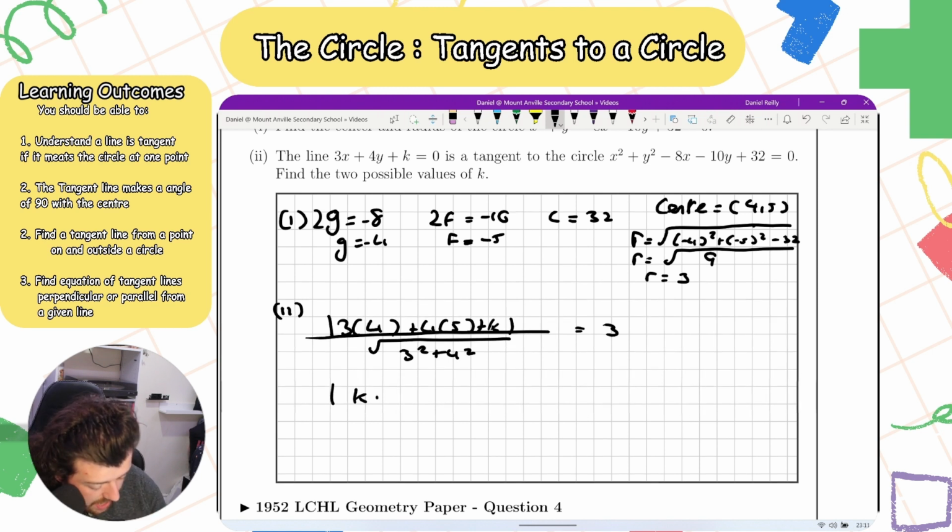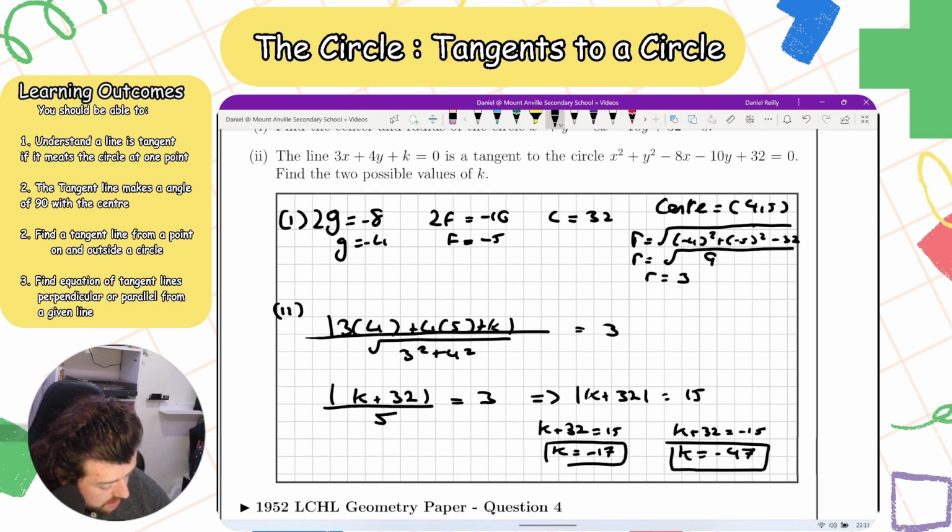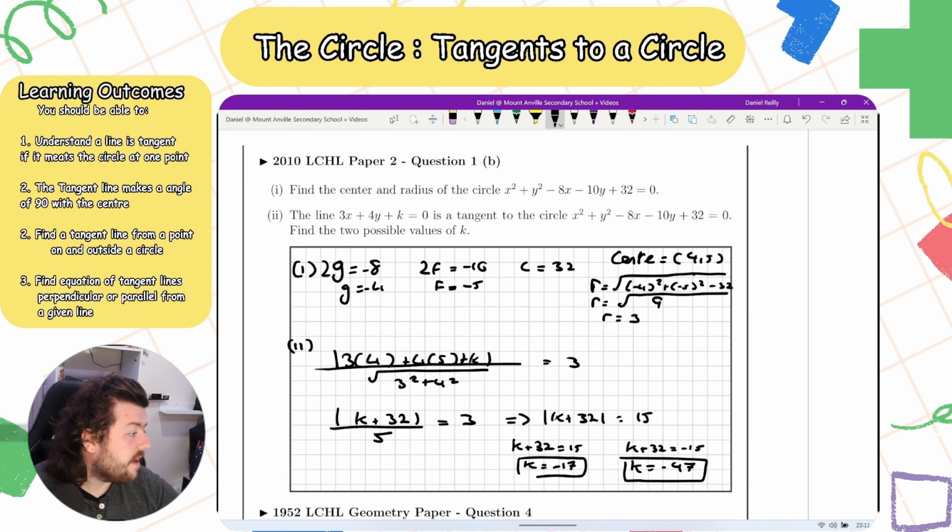This is going to be k plus 32 all over 5 is equal to 3. Absolute value of k plus 32 is equal to 15. So k plus 32 is equal to positive 15. k is going to equal minus 17. k plus 32 is equal to minus 15. k is equal to minus 47. And that is the two values of k there.